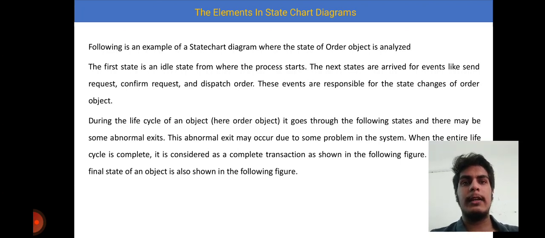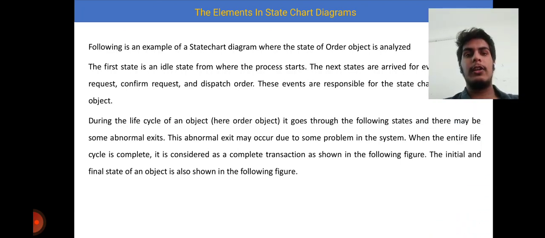Following is an example of a state chart diagram where the state of an order object is analyzed. The first state is idle, from where the process starts. The next states are arrived at from events like send request, confirm request, and dispatch order. These events are responsible for the state changes of the order object. During the life cycle of an object, it goes through the following states, and there may be some abnormal exits. These abnormal exits may occur due to some problem in the system. When the entire life cycle is complete, it is considered a complete transaction.